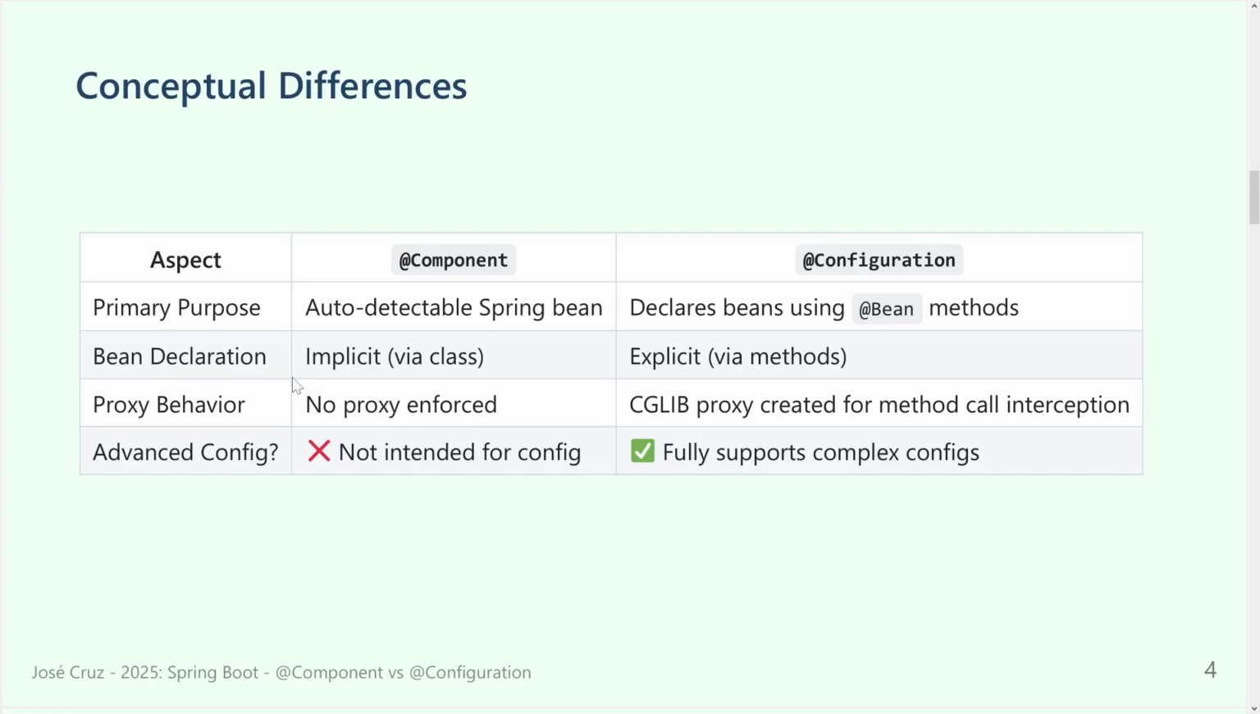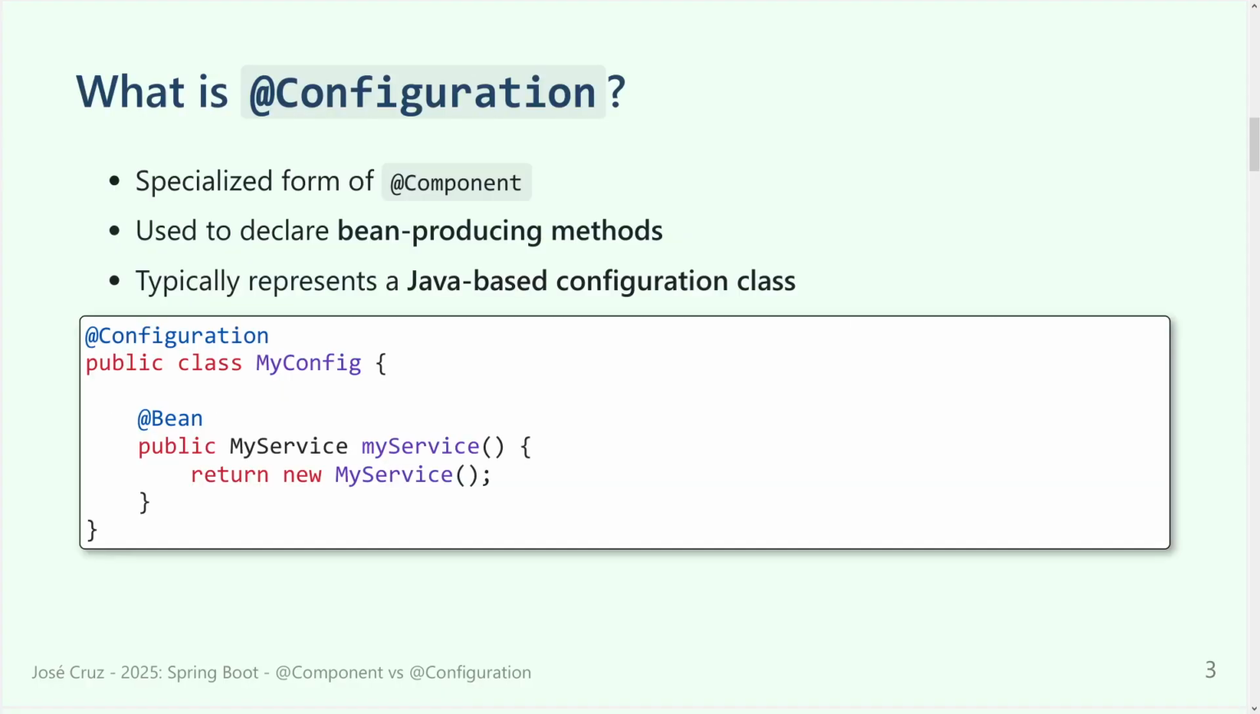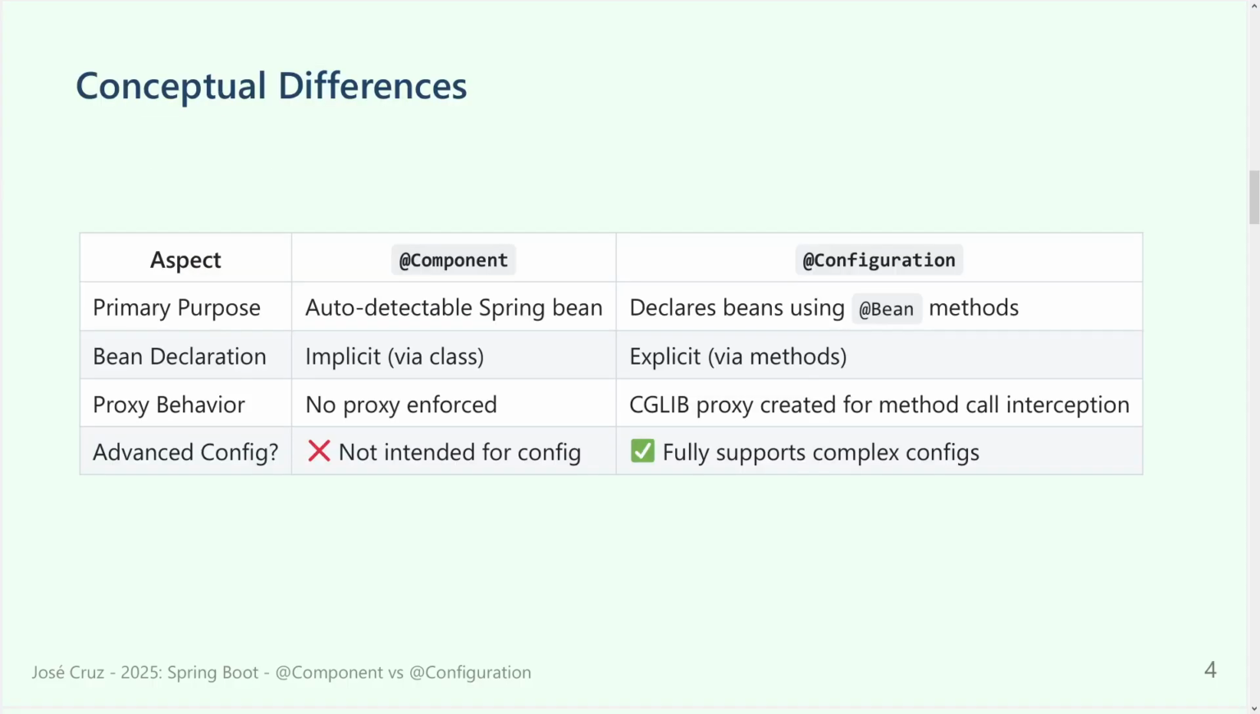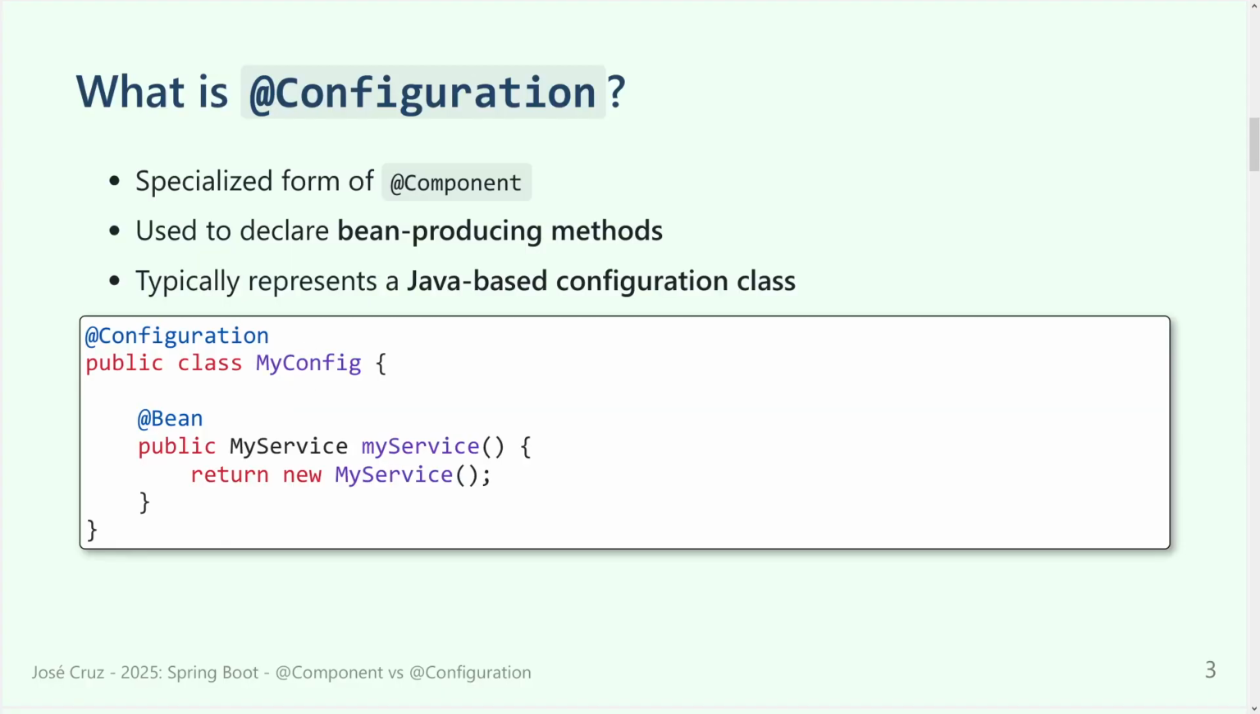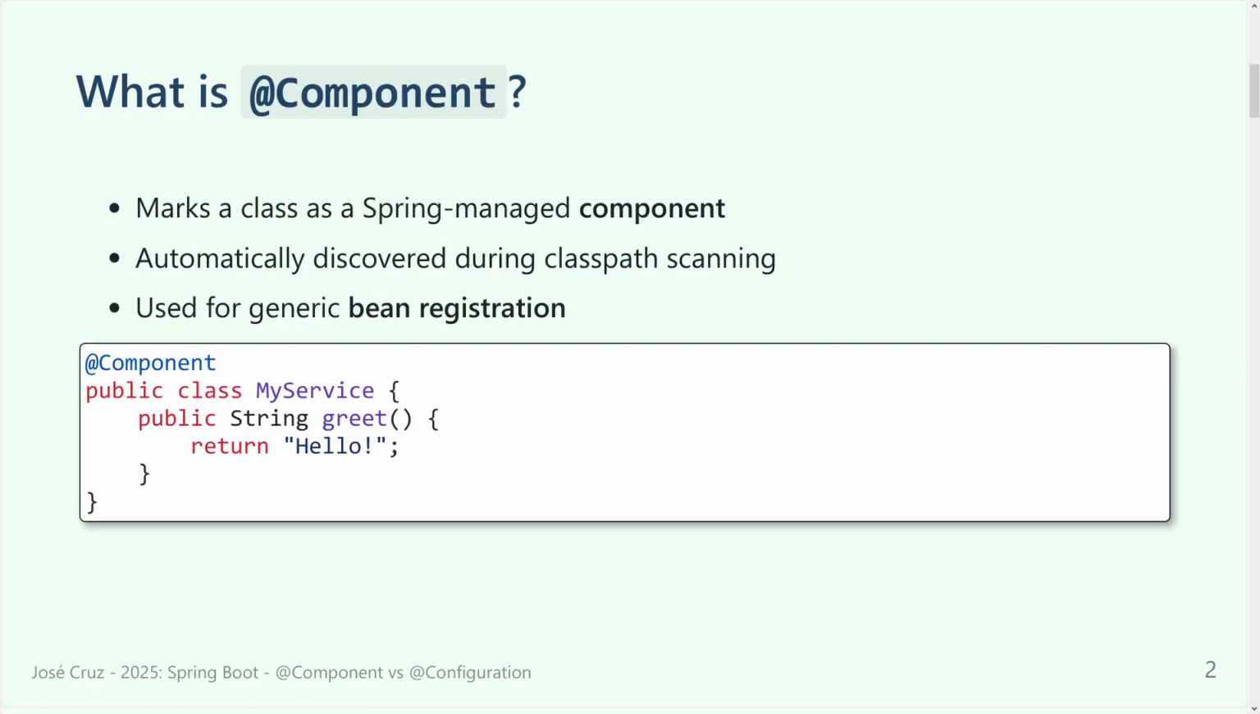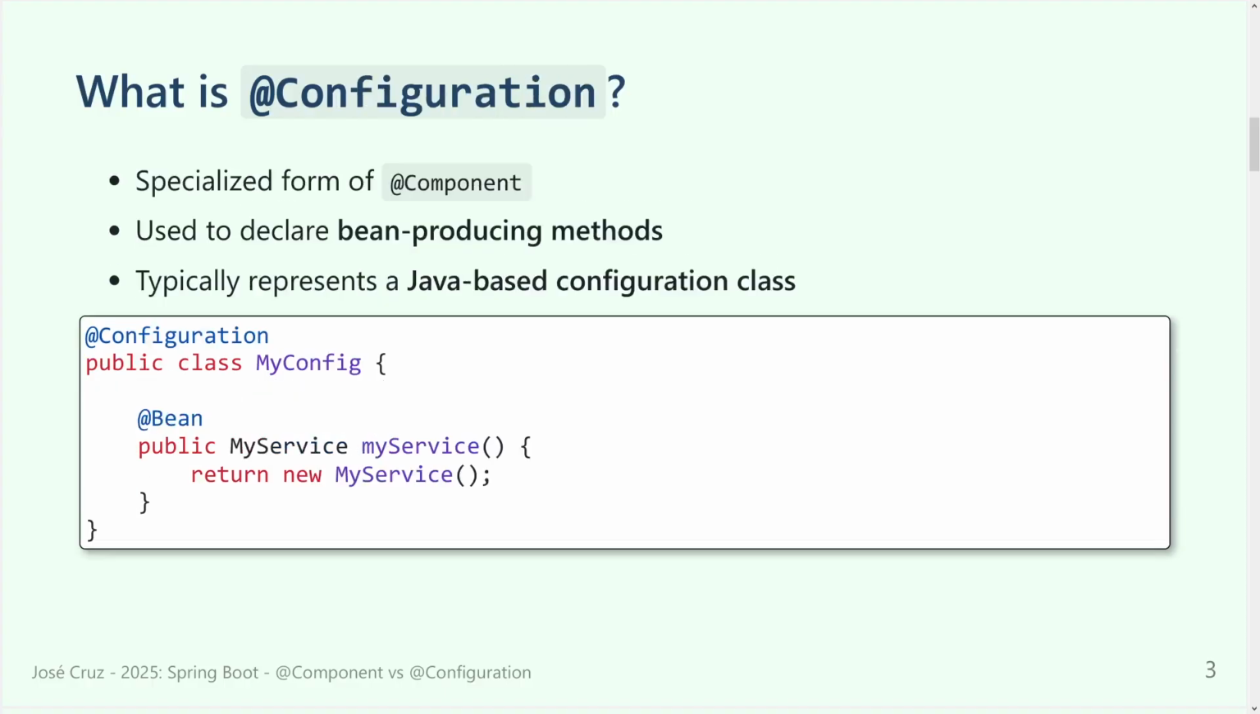So bean declaration: it's implicit via class. Here it is explicit via methods, because it's implicit when you have the class, or maybe an interface and multiple implementations. This is the component. But from the point of view of the method, it is explicit because you really say, this is a bean and I want this data type to be returned. Okay, everything is explicit. You are really describing what you really want. Here it's implicit because again, if you have, for instance, an interface here, Spring Boot will look for implementations of this interface that are marked as components and try to use them.